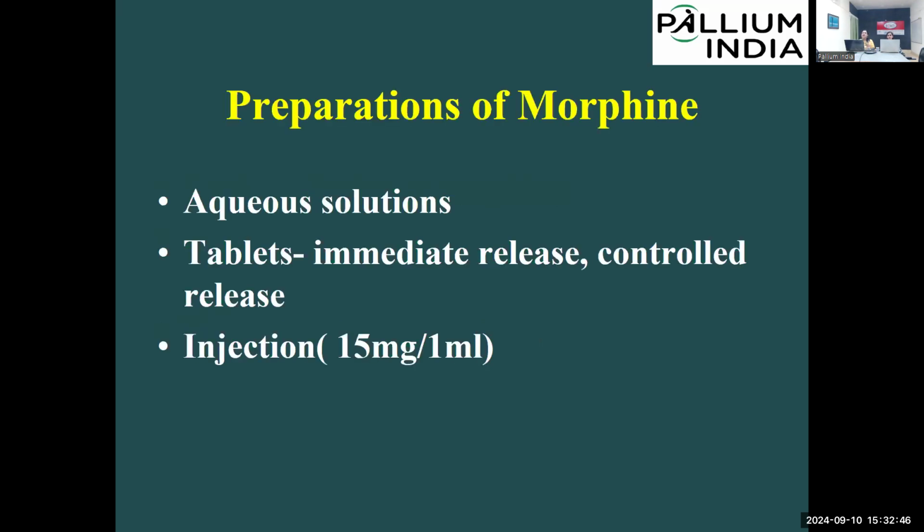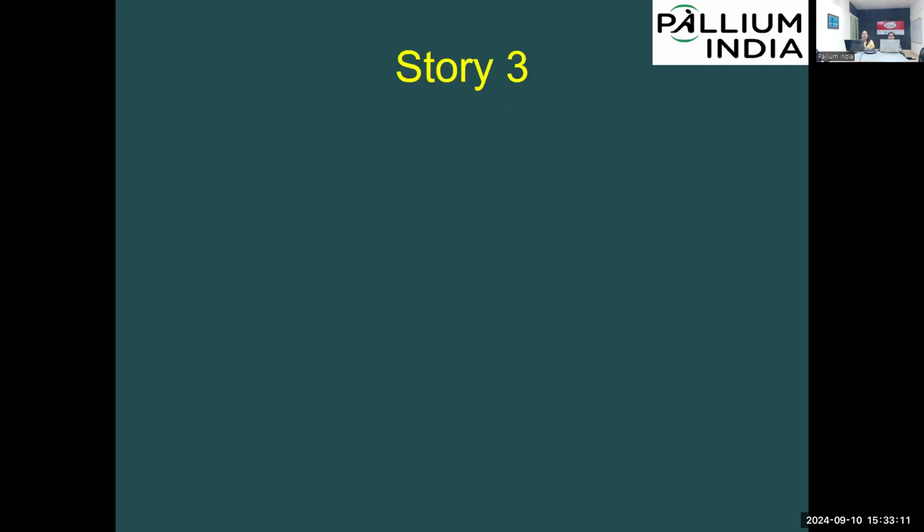So what are the other preparations of morphine available? Morphine is available as aqueous solutions. It is available in tablet form where we have immediate release preparations as well as sustained release preparations. And as we already saw in intravenous morphine titration, we have injectable forms of morphine also. So these are the various preparations of morphine available. Moving on to the next story.